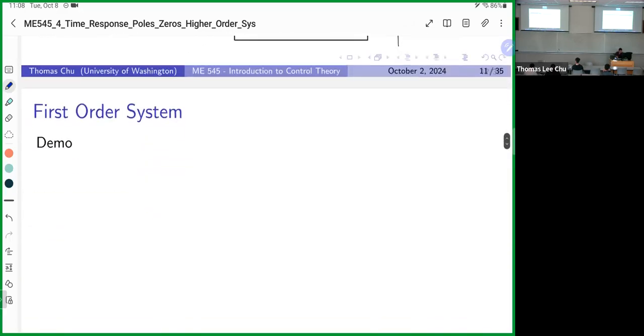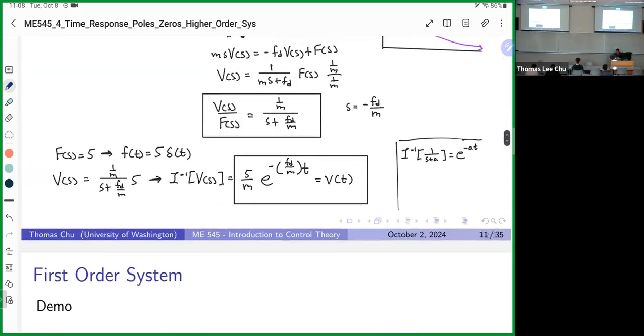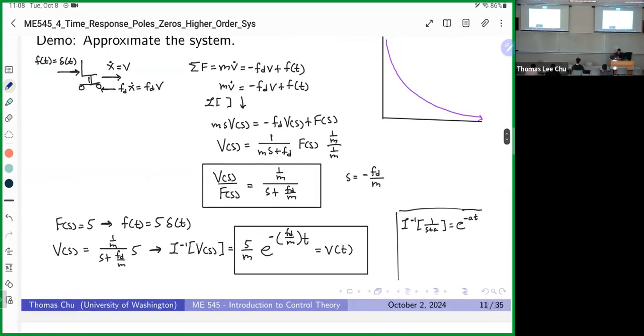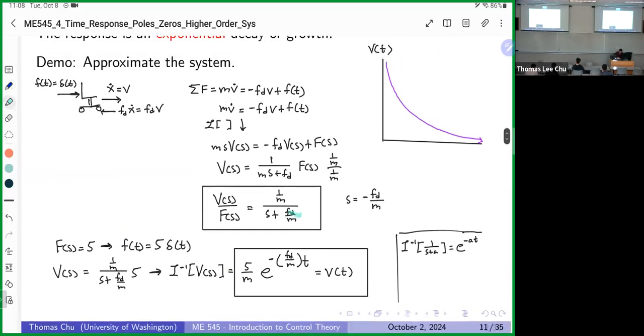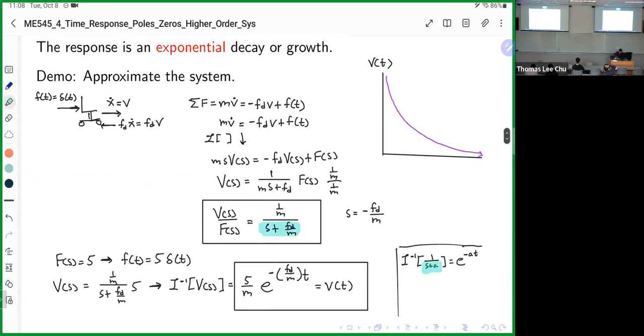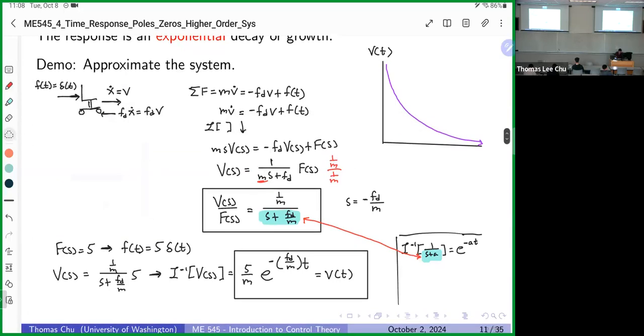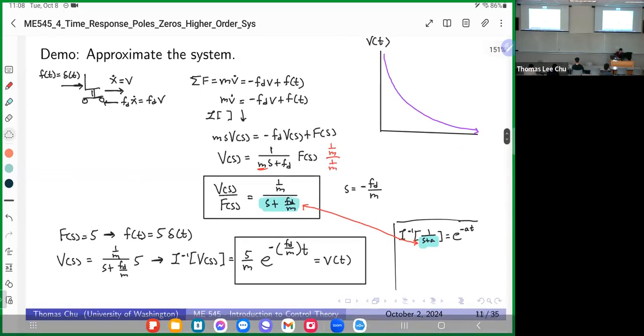The next demo I have is actually for why we try to get 1 over m in the transfer function. The reason is because we want this form here to apply the inverse Laplace transform. We need s by itself. So that's why we have to divide. We have to get rid of this m. We like the highest order to be by itself.